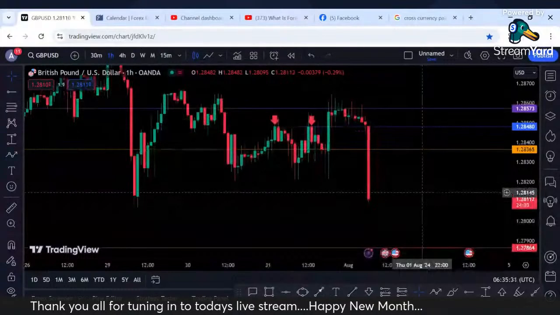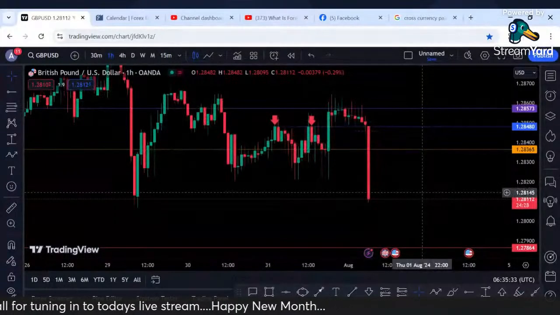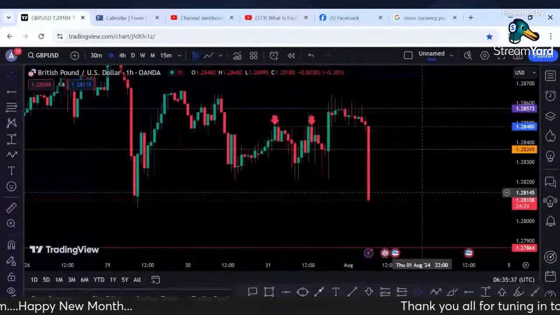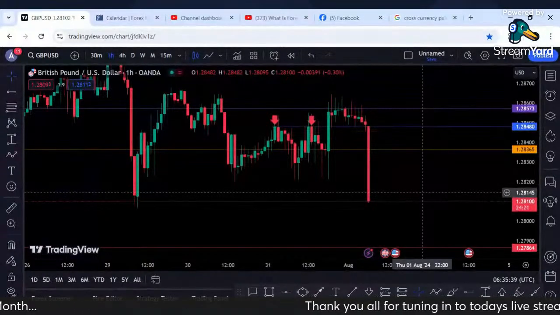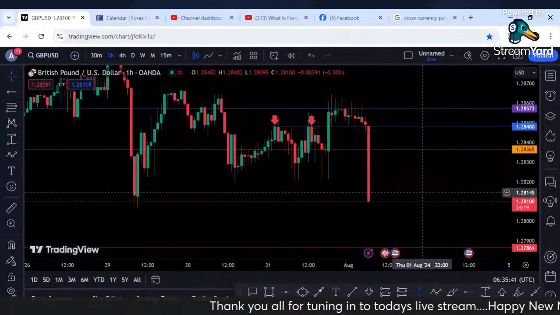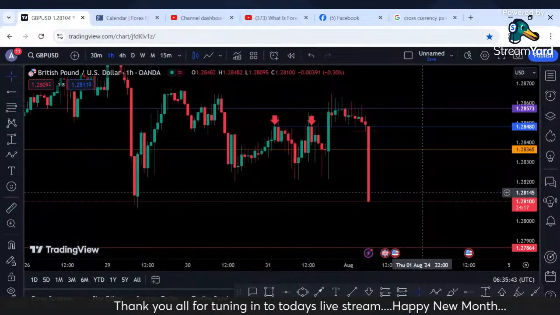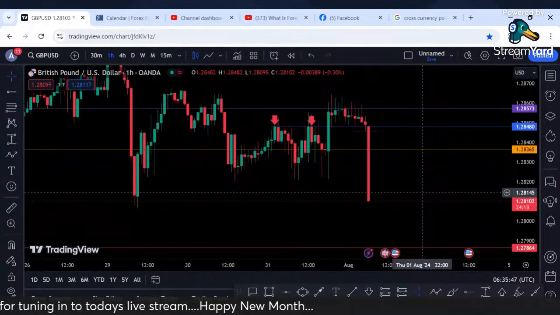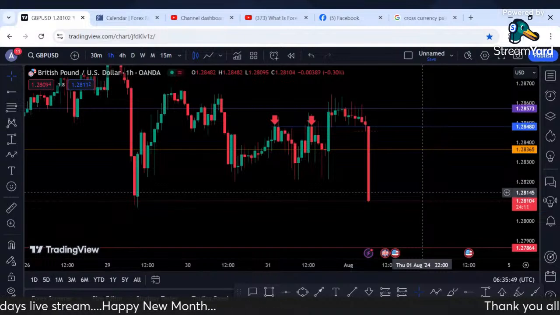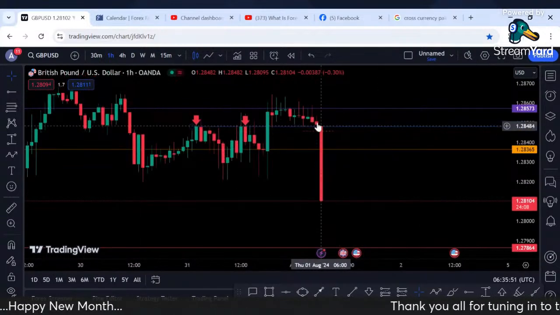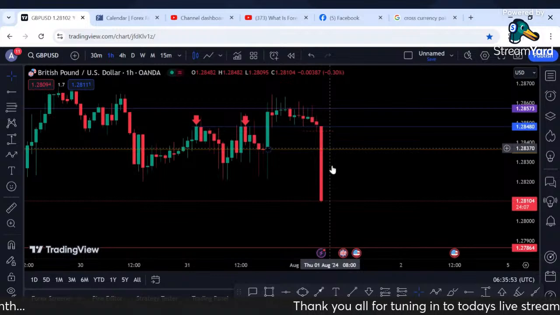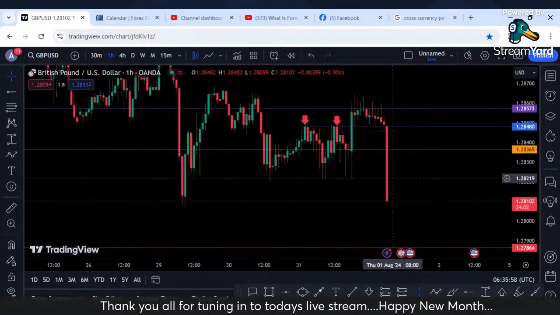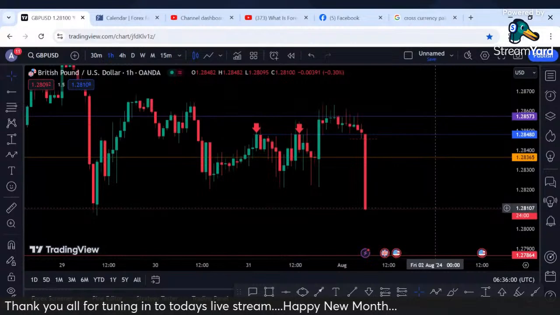Yeah, it has broken all support, but it hasn't closed. It hasn't closed, so the candle is still in session. It can happen that since this one even closed with no bottom wick, it can come down again. So it's still in session, but you can ask your question.